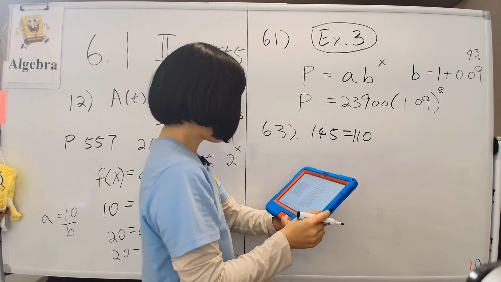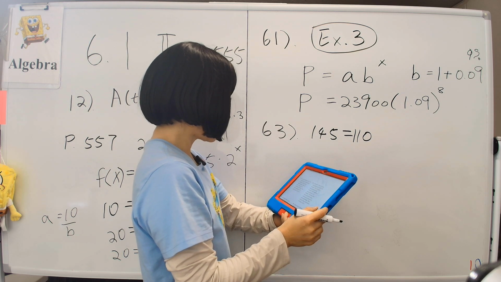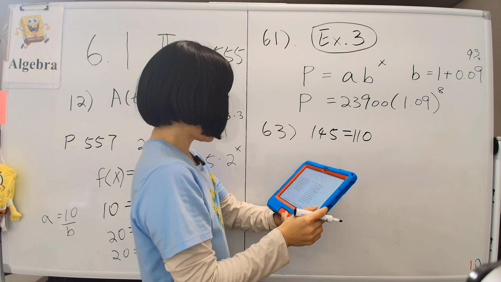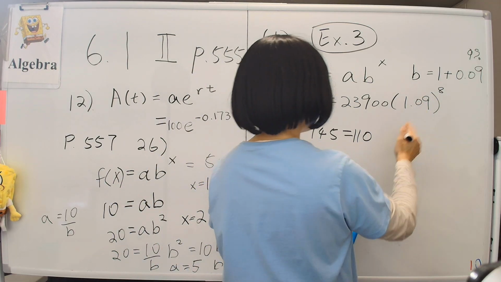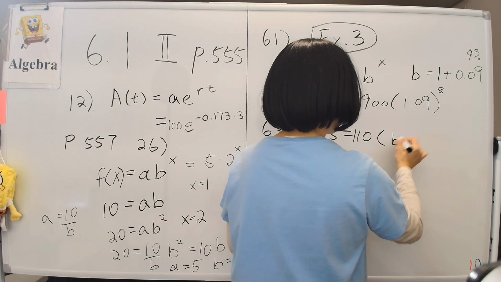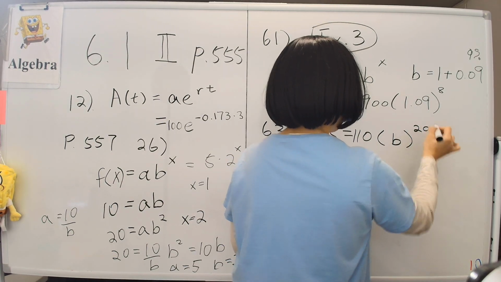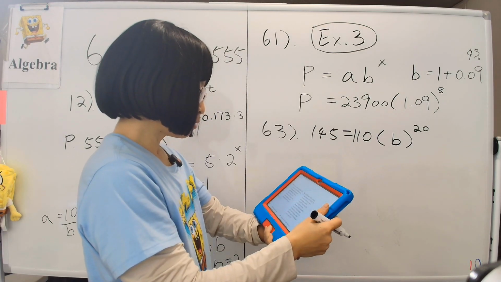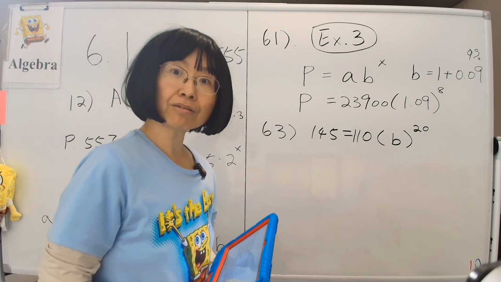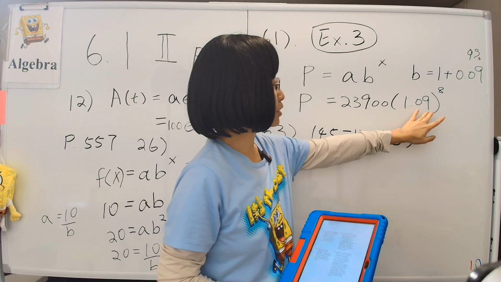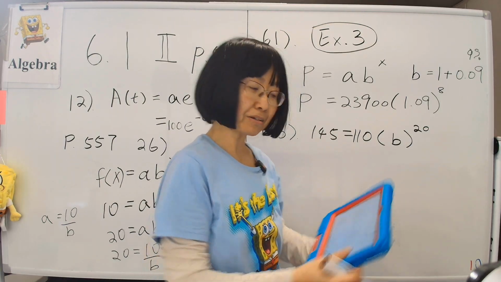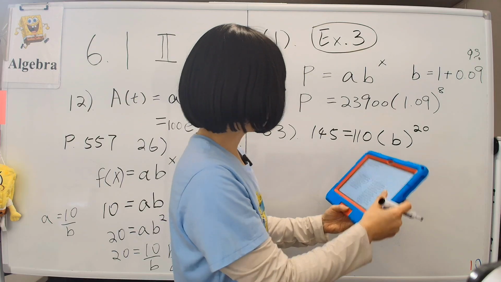What is the growth rate? It went up by 45,000 in 20 years. So the time is 20 years, so there's the exponent, and then it eventually rose to 145. So the question is, what is B? That is, what is the growth rate? B will be equal to 1 point something, and then we'll subtract 1, and that will give us the growth rate. All right, so let's do that.